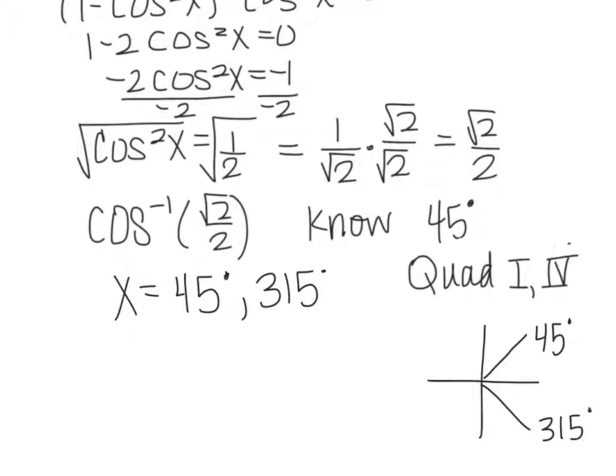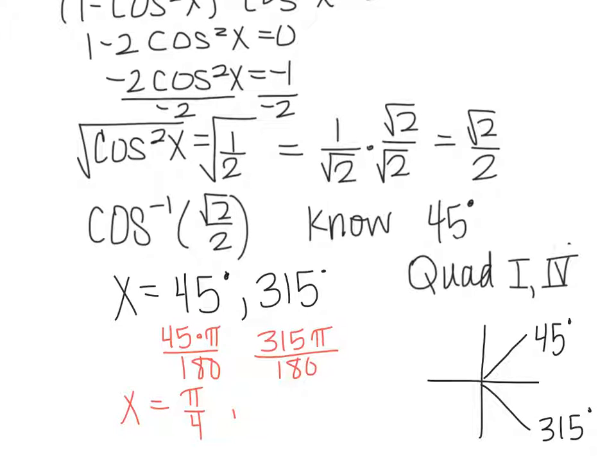But my interval was given to me in 0 to 2 pi. So that means that my answer needs to be in radians. So I'm going to go ahead and convert those. So I've got 45 times pi over 180, and that is going to give me x is equal to pi over 4. And then I also have 315 degrees times pi over 180, and that is going to give me 7 pi over 4.